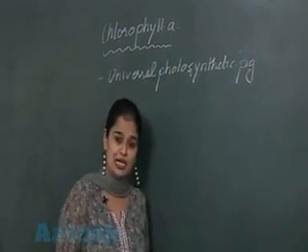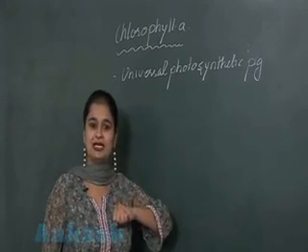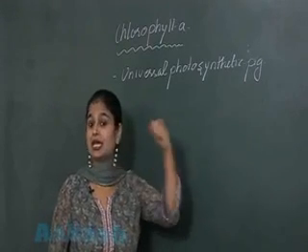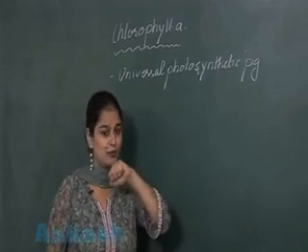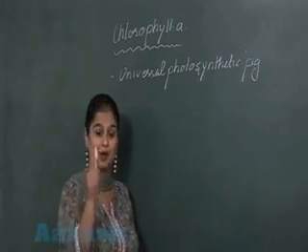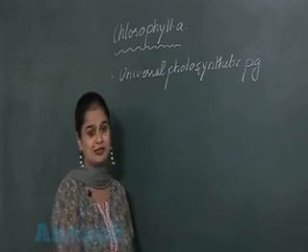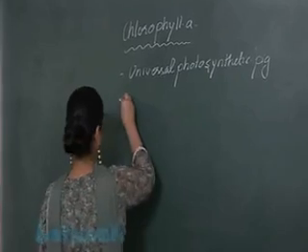Now chlorophyll A absorbs light energy, and after absorbing the light energy it is converted into chemical energy. तो chlorophyll A light energy को absorb करेगा और convert करेगा chemical energy के अंदर. That's why chlorophyll A is known as primary photosynthetic pigment.